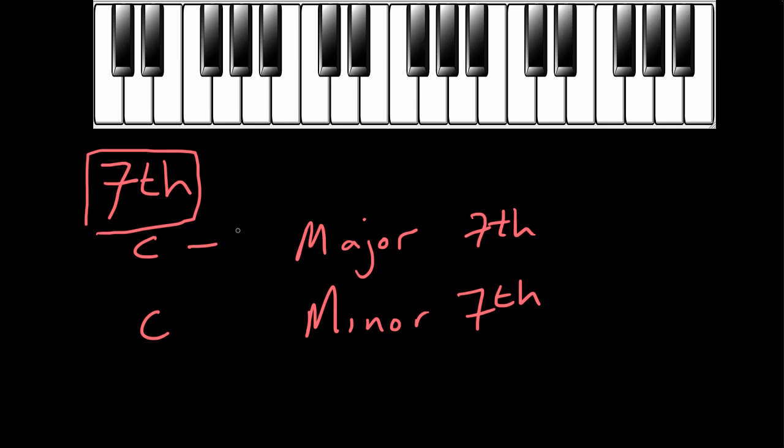So we can be quite sure that if we're dealing with an interval that goes from C to B, or D to C, or E to D, or F sharp to E, any of these intervals will be some kind of seventh. And then we just need to check, probably by counting semitones, which type of seventh it is. In this case, C to B is a major seventh. It contains 1, 2, 3, 4, 5, 6, 7, 8, 9, 10, 11 steps from the bottom to the top.